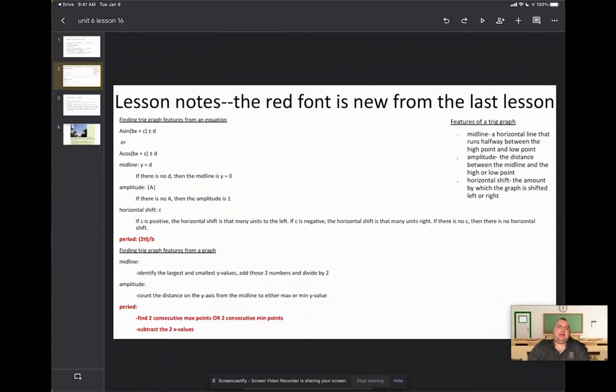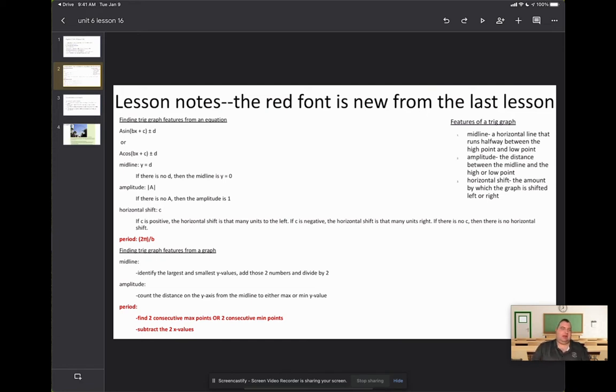Everyone, we're back with lesson 16 of Unit 6. So again, we're still talking about features of trig graphs. The only thing we're adding today, you might notice the only thing we really haven't talked about is what this b value here represents. And it turns out the b value helps us determine the period of the graph. The period, remember, is how often the wave cycle repeats itself.